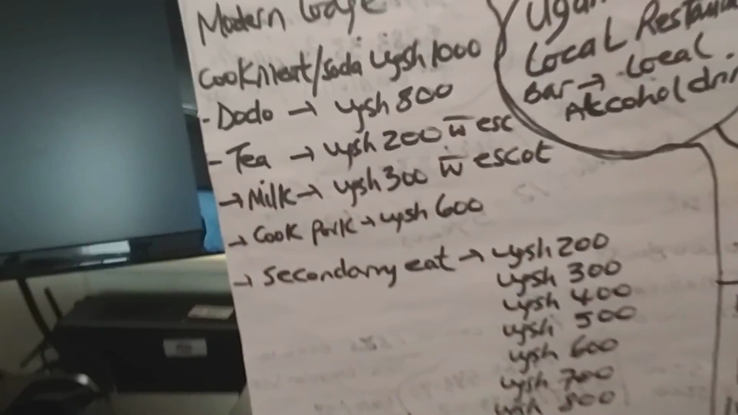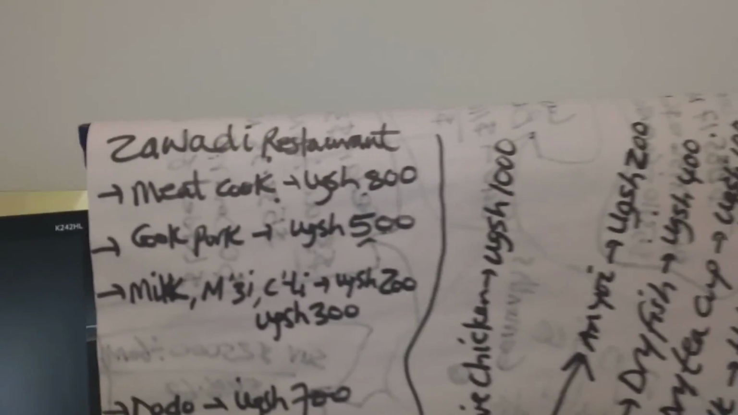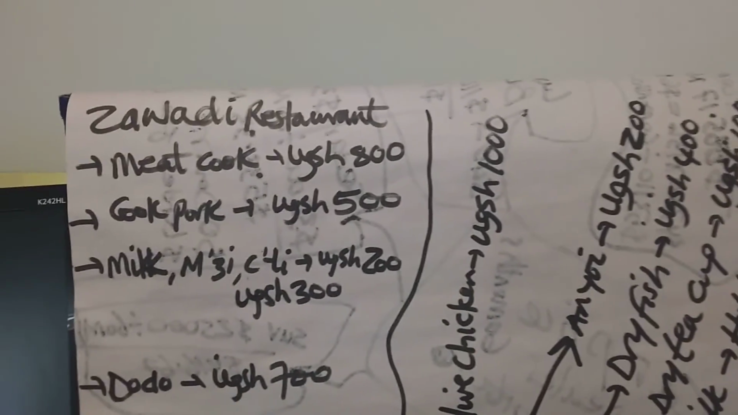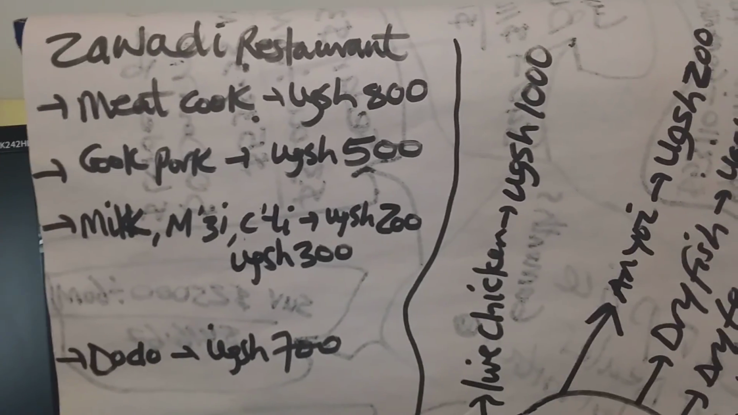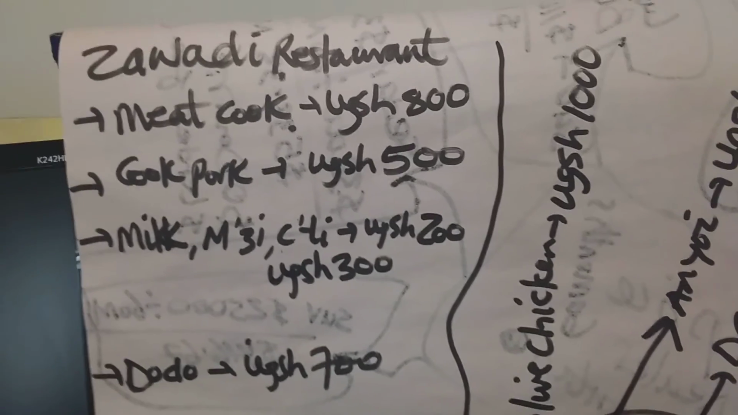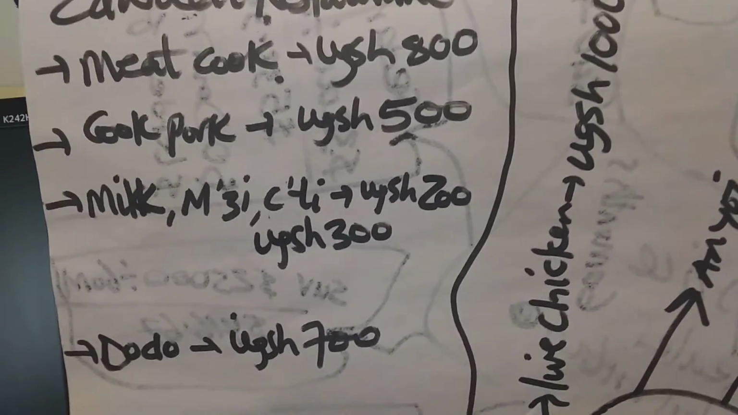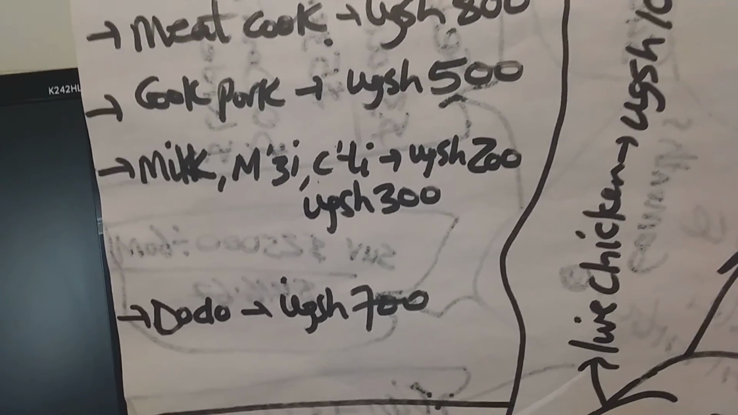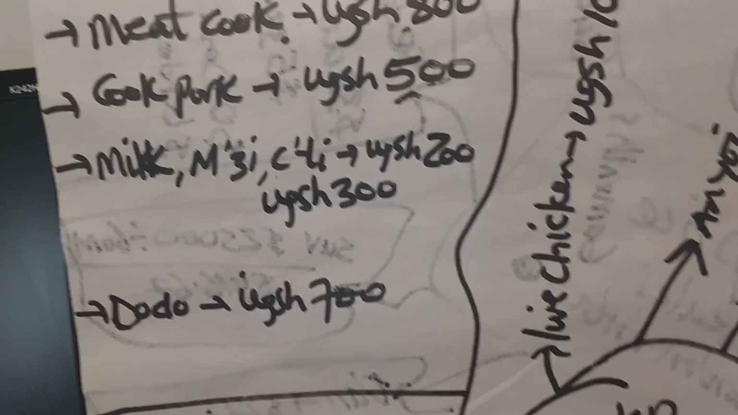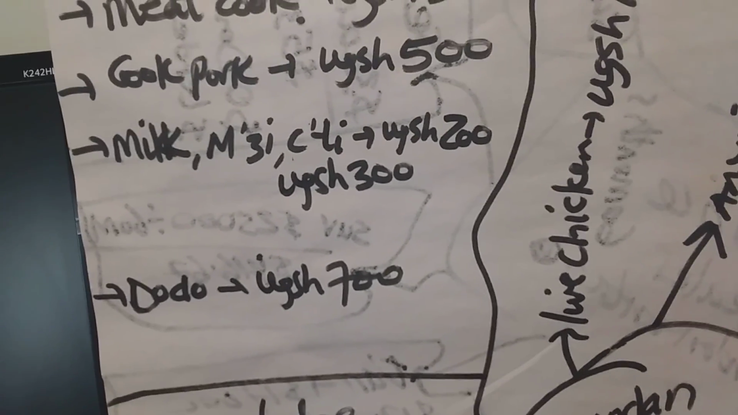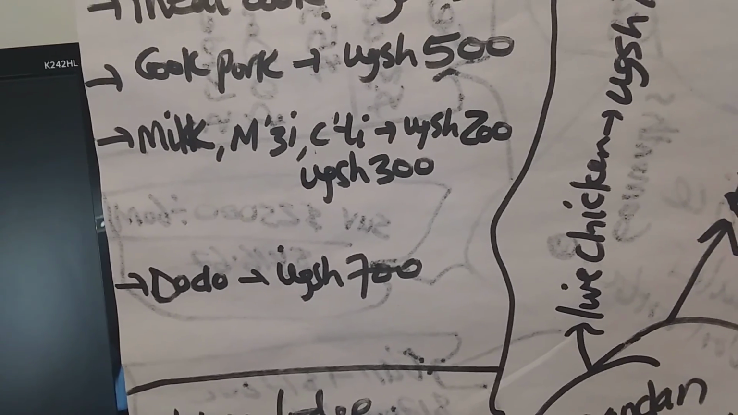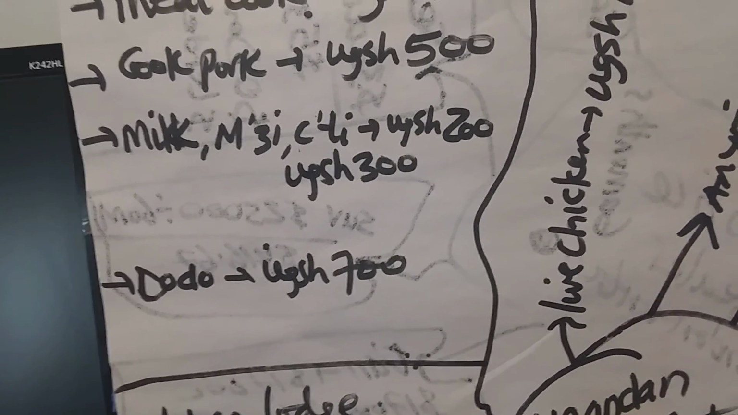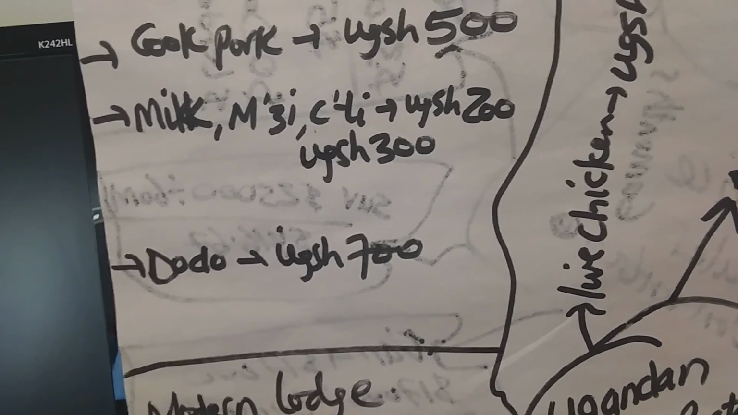So let's see. If we look here, this is roughly about Zawadi restaurant. Okay, Zawadi restaurant. If we talk of cooked meats, that is Uganda shillings 800. Cooked pork is 500. Okay, milk and then mandazi, chapati, that is 200 Ugandan shillings. Maybe one chapati 100, and then the one cup of milk 100. That is 200 or 300.